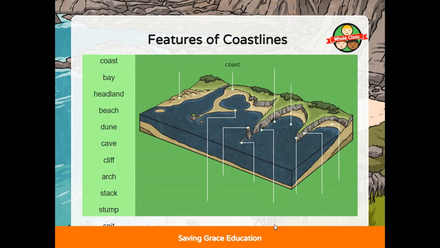The coast is the land along a sea. The boundary of a coast, where land meets water, is called the coastline. Now let's have a look at some of the other features of a coastline. A bay is a part of the coast where the land curves in so that the sea is surrounded by land on three sides. A headland is a piece of land that sticks out from the coast into the sea.